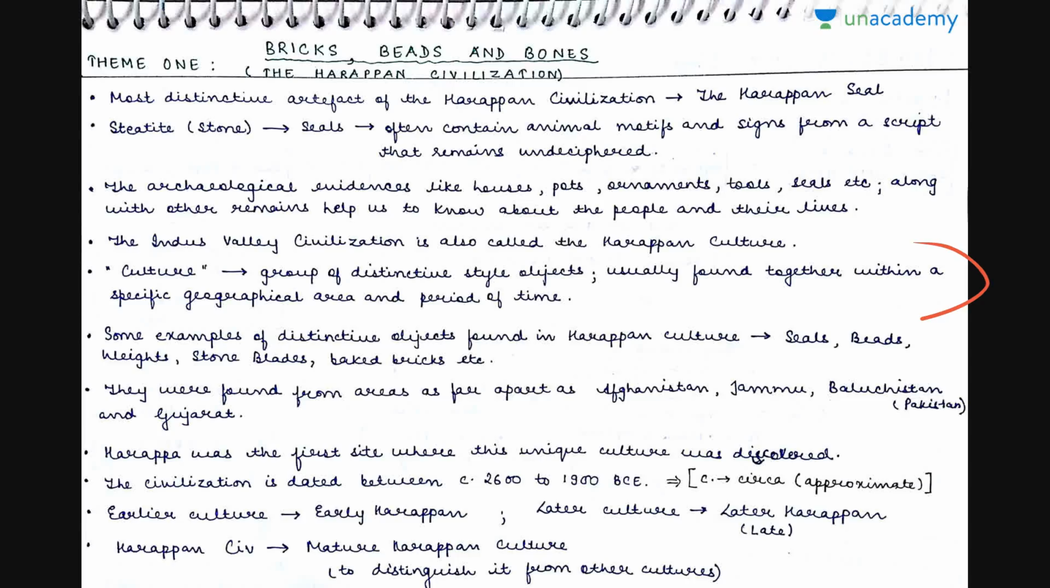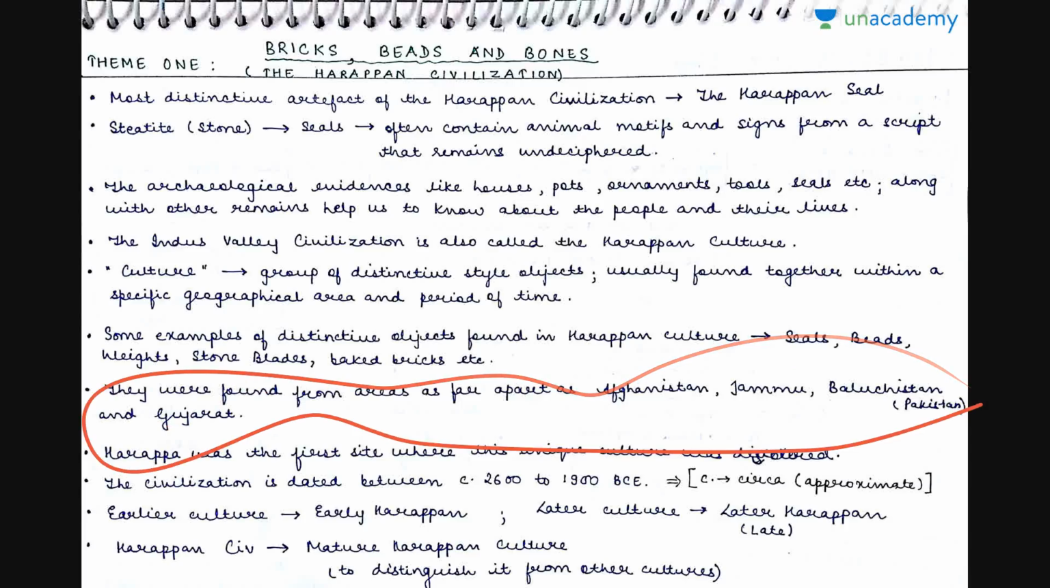Some examples of the distinctive objects found in Harappan culture include seals, beads, weights, stone blades, baked bricks, etc. They were found from areas as far apart as Afghanistan, Jammu, Baluchistan, which is in present day Pakistan, and Gujarat. So these are some of the rough areas. This is to make you understand that they span present-day Afghanistan, Pakistan, and some parts of the Indian subcontinent, I mean present India.